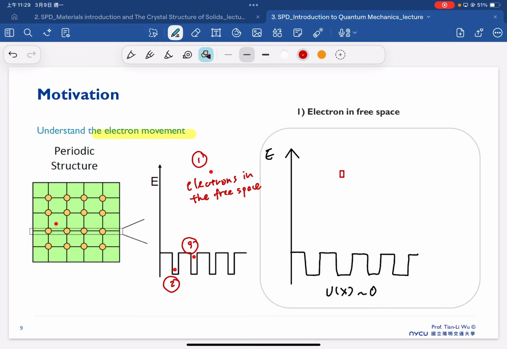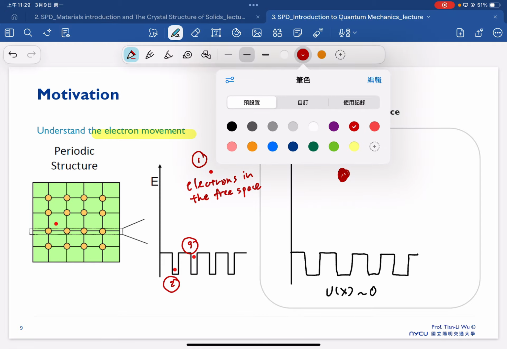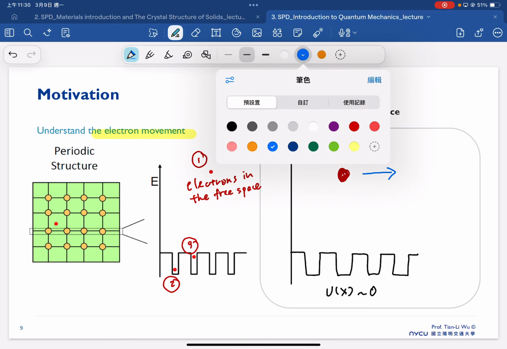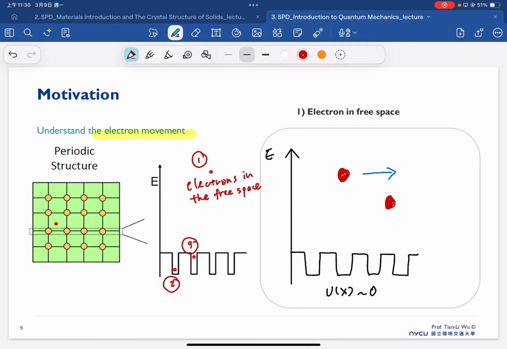So we have electrons that can move in these directions. Electrons can be moving in these directions. And also electrons can move in these directions. So that's the first case. With considering electrons in the free potential, we can assume this potential is equal to 0.